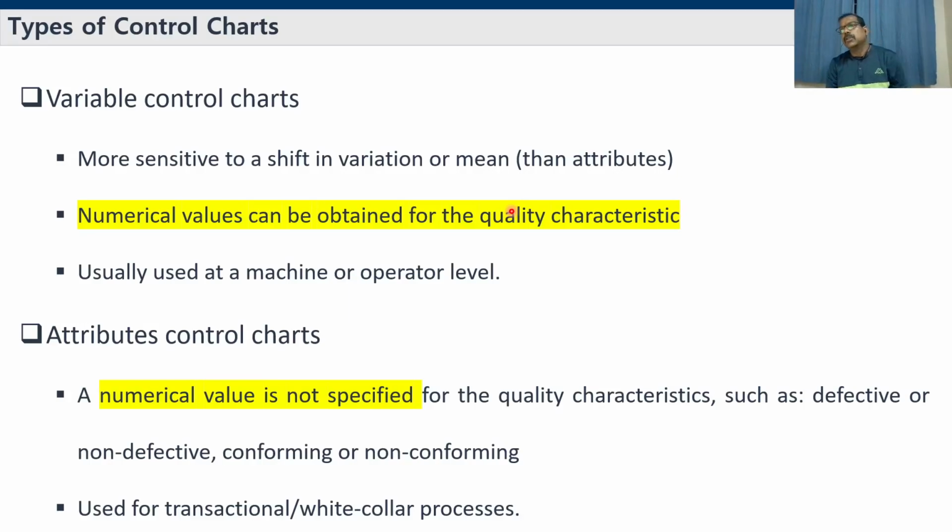Then there are two kinds of charts: variable control charts and attribute control charts. Variable control charts give numerical values obtained from the quality characteristics, but in terms of attributes, a numerical value is not specified for the quality characteristics. In other words, an attribute control chart will give either defective or non-defective, conforming or non-conforming. But variable control charts give variation numerically, which represents the quality characteristics.